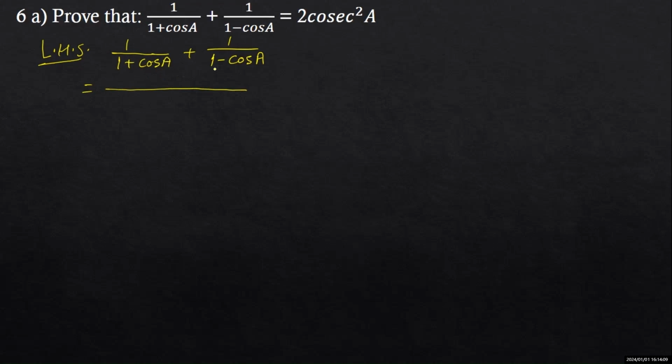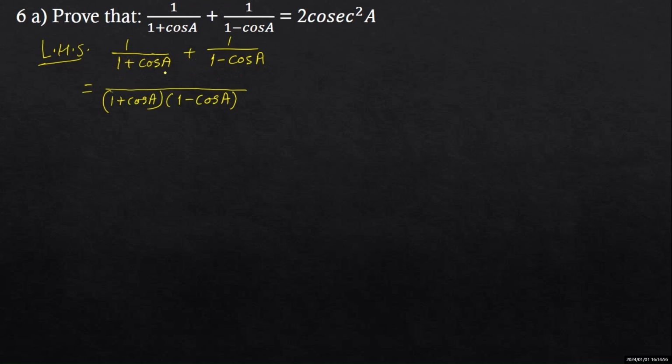LCM of 1 plus cos A and 1 minus cos A is 1 plus cos A into 1 minus cos A, because LCM is equal to the product of common terms, common factors and remaining factors. But here nothing is common. 1 plus cos A and 1 minus cos A are completely different. So LCM will be 1 plus cos A into 1 minus cos A itself.